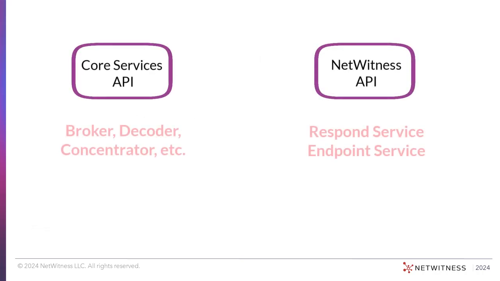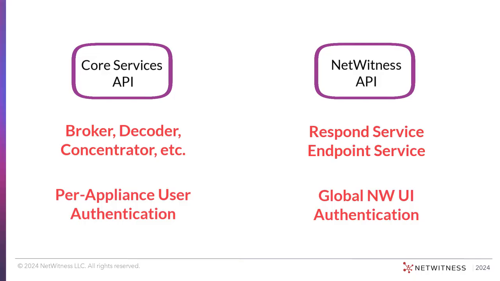Again, there are two APIs that we're working with today: the Core Services API and the NetWitness API. If you see documentation or hear someone mention the REST API, that is the older name for the Core Services API. You might also see the NetWitness API referred to as the Respond API because it's more common for this to be used with Respond rather than Endpoint.